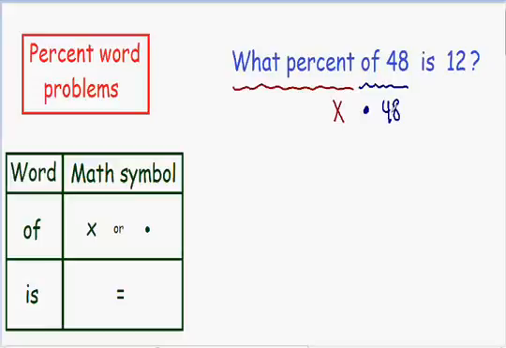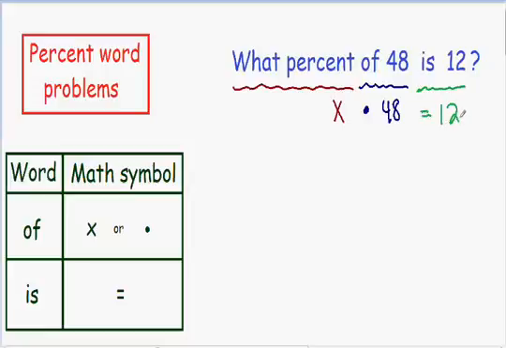And if we keep moving to the right, the next two words are is 12. And if you look at the chart I wrote for you on the bottom left part of the screen, the mathematical symbol for the word is the equal sign. So instead of writing is 12, I'm going to write equals 12. So now we have rewritten the word problem into a math equation. X times 48 is equal to 12.